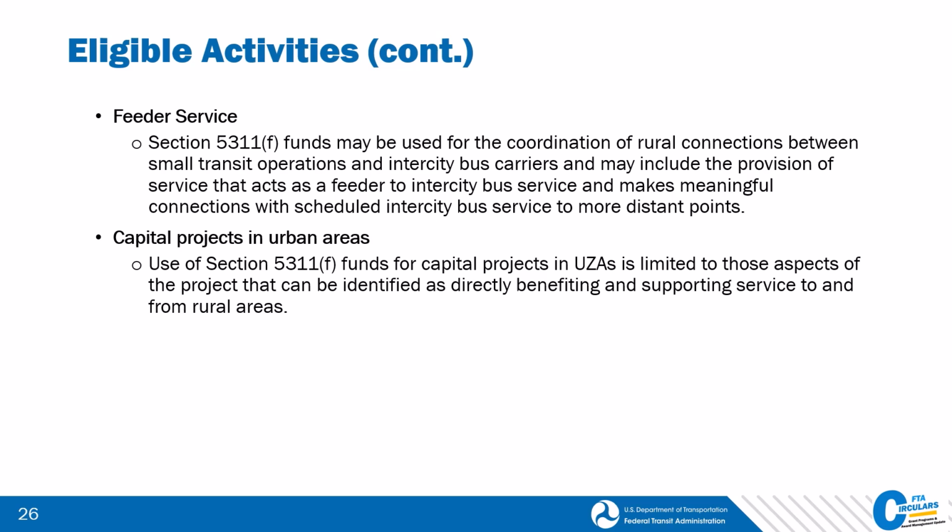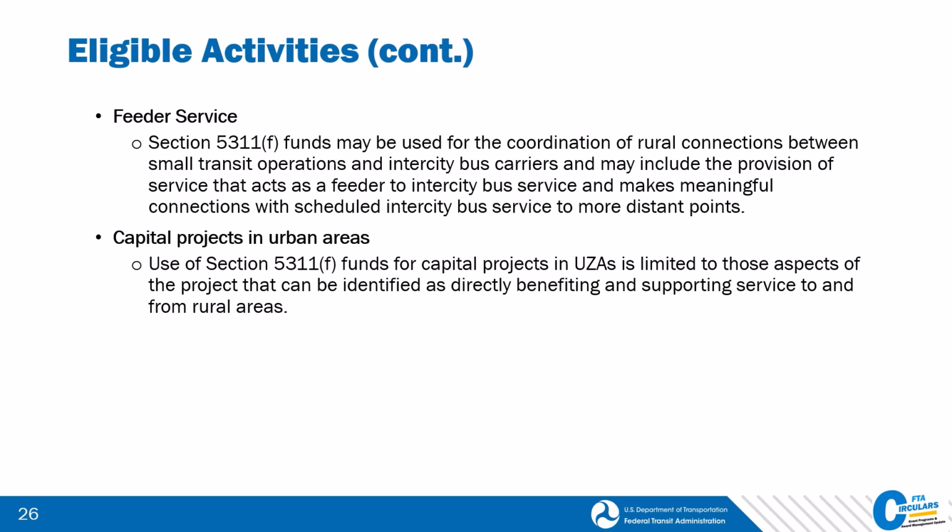One is feeder service. Section 5311F funds may be used for the coordination of rural connections between small transit operations and intercity bus carriers, and may include the provision of service that acts as a feeder to intercity bus service and makes meaningful connections with scheduled intercity bus service to more distant points. The feeder service is not required to have the same characteristics as the intercity service with which it connects. For example, a feeder service may be demand response, while intercity service is by definition fixed route.